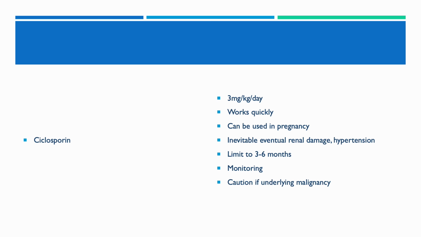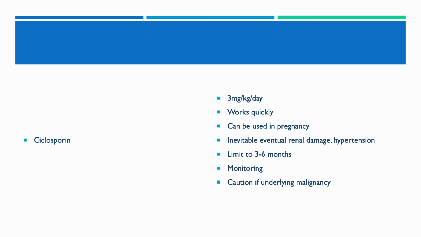The systemic calcineurin antagonist cyclosporin has been used for about 30 years in psoriasis. We use about 3 milligrams per kilogram a day, so much lower doses than is used, for example, after heart transplant. It works quickly, but the downside is there's almost inevitable eventual renal damage, deteriorating renal function and hypertension. So we tend to limit cyclosporin to about 3 to 6 months.